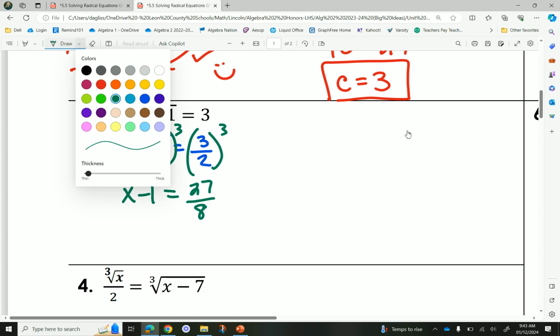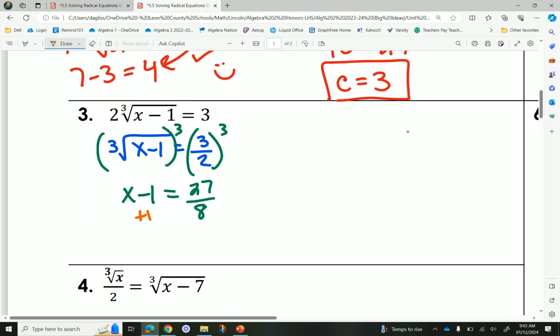And then our last step is going to be to add that 1 over. Because it's a fraction, I'm going to add 8 over 8. Is that okay? Do we follow? Okay. So I'm going to get x is equal to 35 over 8. So some of you are like, oh, fractions. Why do we have to have fractions? They're going to be here. They're going to exist. I can't give you ways to avoid them. I can give you ways to delay them.